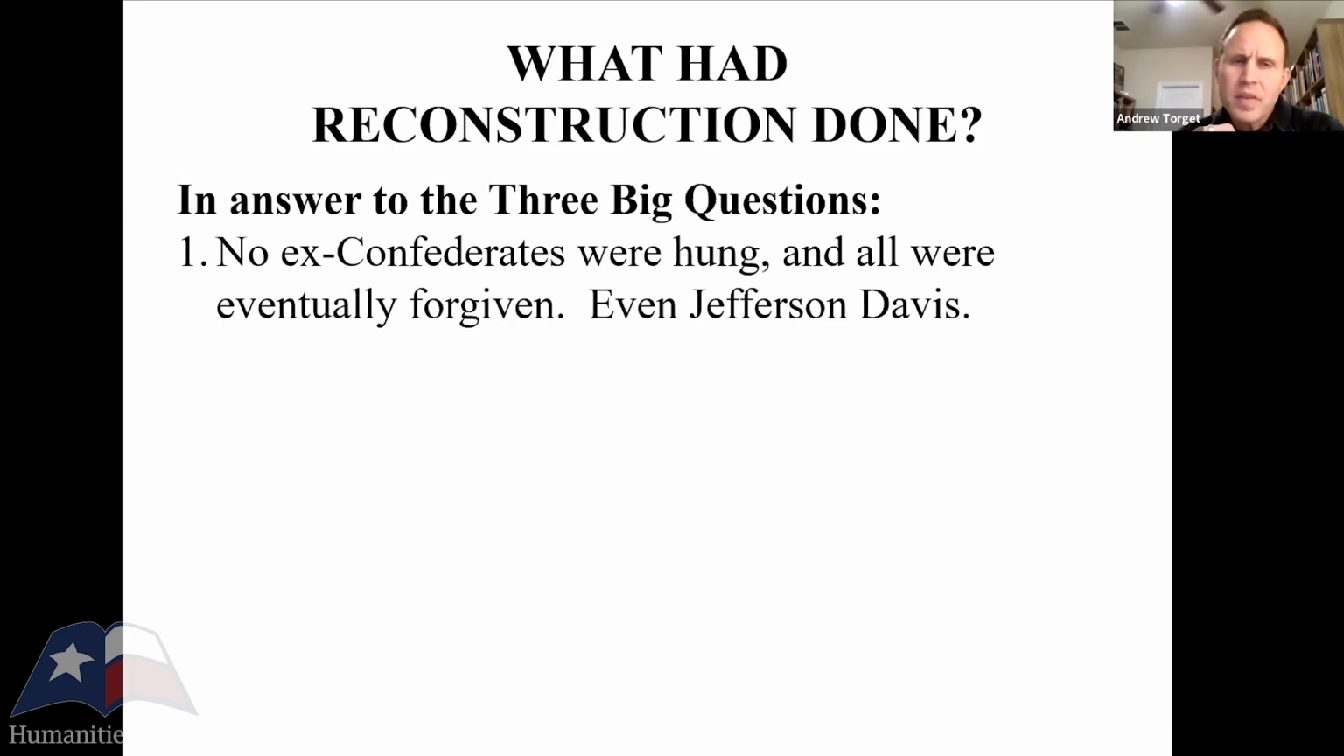Well, first, no ex-Confederates were hung, and all were basically forgiven, even Jefferson Davis, whom the US government was going to put on trial. They were going to make a show of him, and then they eventually ended up releasing him without putting him on trial.